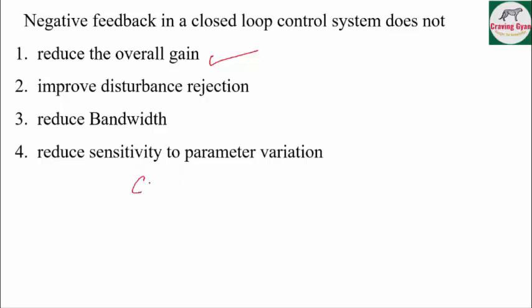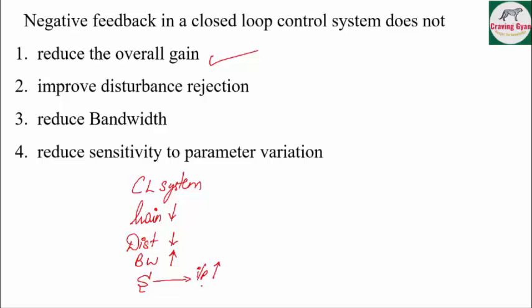Now if I am making use of closed loop system, overall gain reduces. Disturbance it will reduce. Bandwidth it will increase. Sensitivity with respect to inputs will be more. With respect to environmental disturbance, it will be less. So this is in the case of negative feedback. So all these parameters you should know.